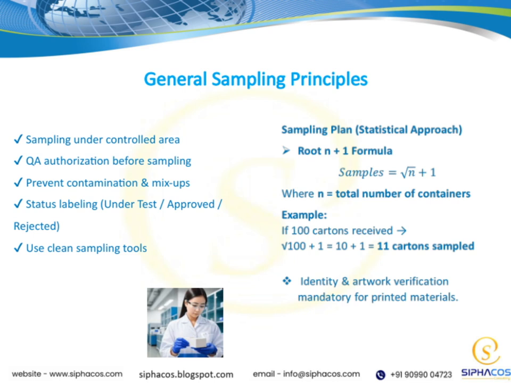Next, we need to be very careful to prevent contamination and mix-ups. Using clean, sanitized sampling tools is crucial here. This helps us avoid introducing any foreign substances or mix-ups that could compromise our samples. Labeling is also a key point. Each sample must be properly labeled with its status, whether it's under test, approved, or rejected. This clear labeling prevents any confusion later on. Finally, always use clean sampling tools throughout the process.